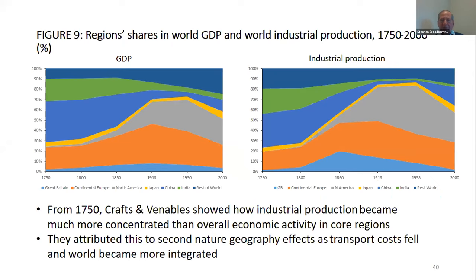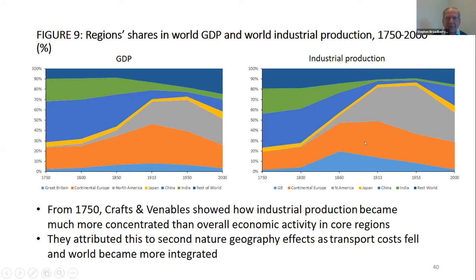Now, for industrial production, I haven't yet managed to produce the industrial production shares back to 1300. I think it's not really possible at this point, although I hope in future it may be. But you can see from the previous graph that the scale of changes is much greater after 1700 anyway. So this does capture quite a lot. You can see that, yes, the rise of Britain, Europe, North America is there in the GDP data, but it's a much bigger effect in the industrial production.